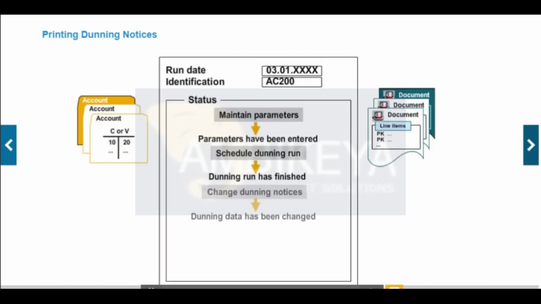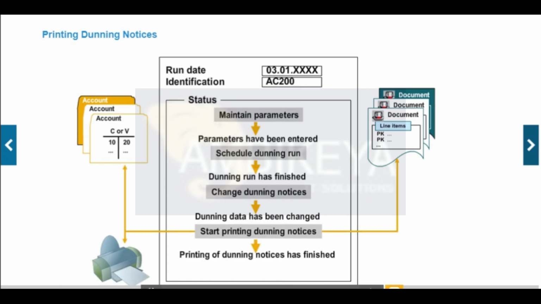The dunning proposal is not a mandatory step. Therefore, it can be omitted. If "print with scheduling" is not selected, the system does not produce a proposal. Instead, it prints the dunning notices as soon as the program has been executed. In one step, the system prints the dunning notices and updates the dunning data in the master records and documents, including the dunning dates and levels.